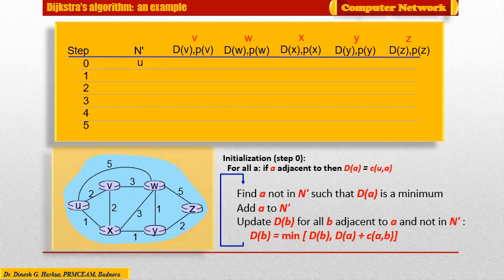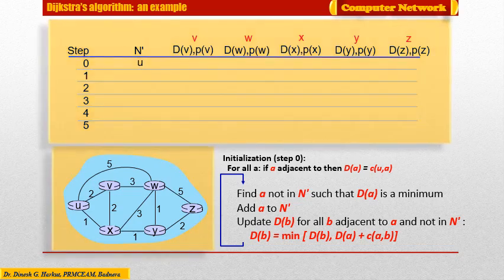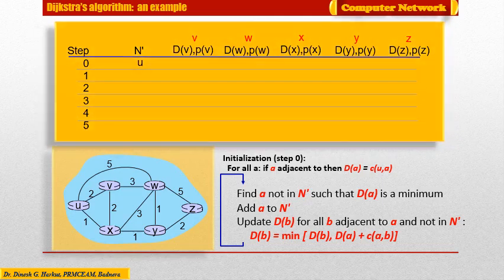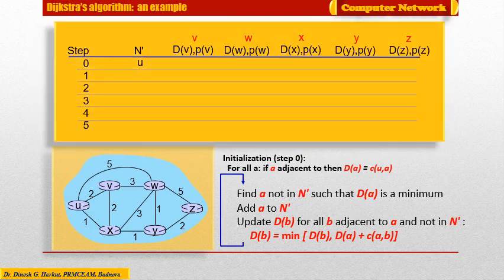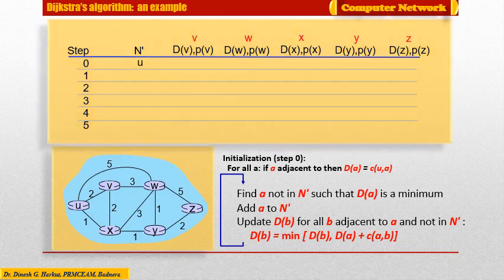Let us consider the network as shown here. We will compute the least cost path from node U, that is the source node in our case, to all possible destinations, that is V, X, Y, W, and Z. A summary of the algorithm's computation is shown in this table, where each row in the table gives the value of the algorithm's variables at the end of the iteration.